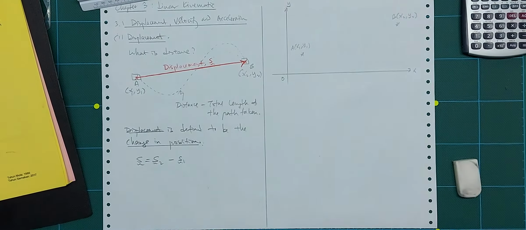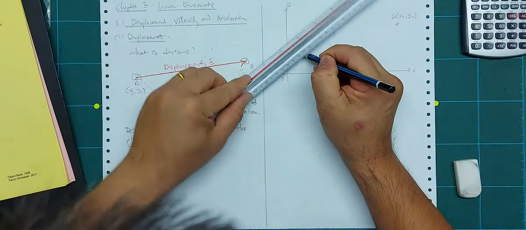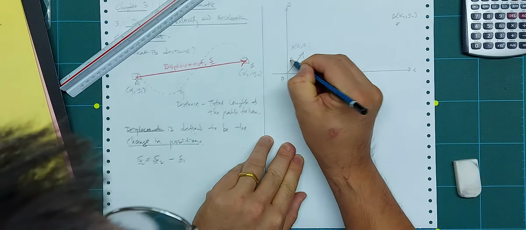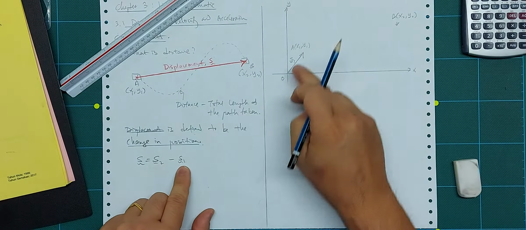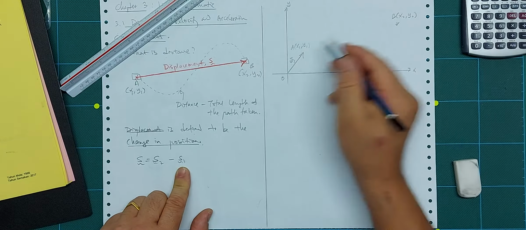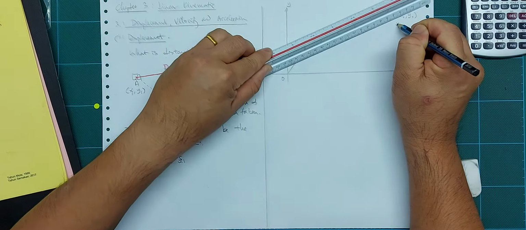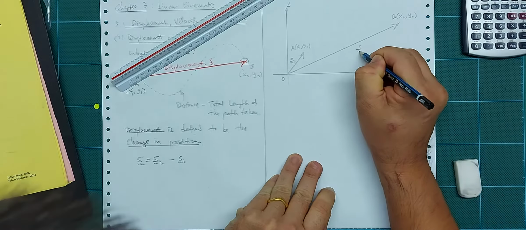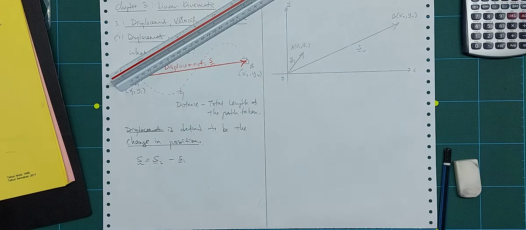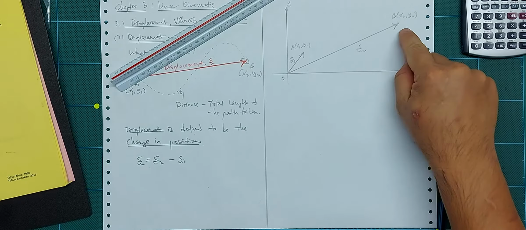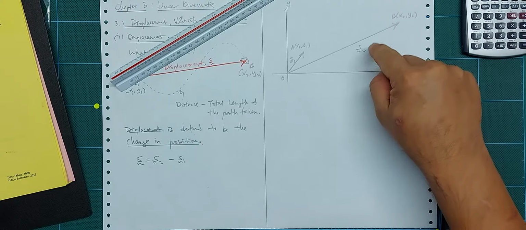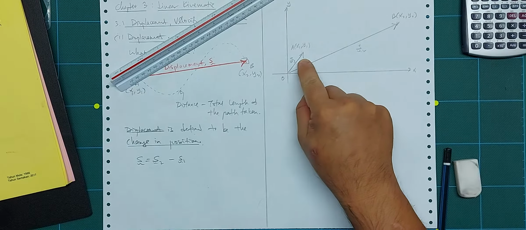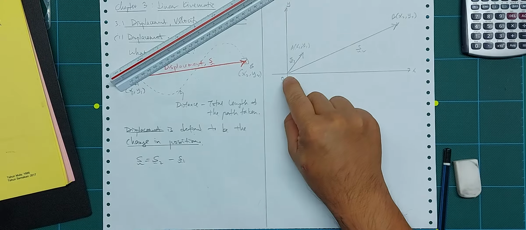Now we have two vectors involved. One is this vector. This is our S1, initial position. You are here initially. Your helicopter is here. And then followed by another vector. This one is our S2. This is your second position vector. This is the position vector for B. This is the position vector for point A, referring to this point.